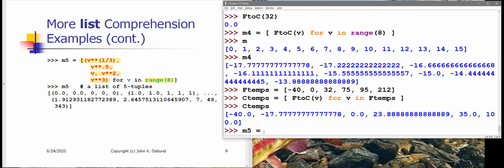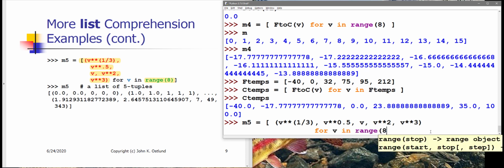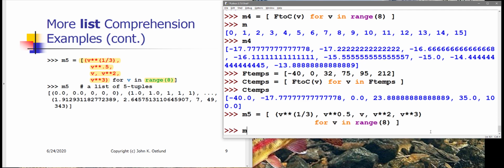Okay, so M5 is going to be a list of tuples where the elements in the tuple are v to the 1/3 power, v to the 1/2 power, v squared, and v cubed. All right, so powers of v. For, let me put my for on the next line down. I'm just running out of some space. And because I'm inside square brackets, it's okay with Python for me to continue typing on the next line down. For v in range 8. And here's M5.